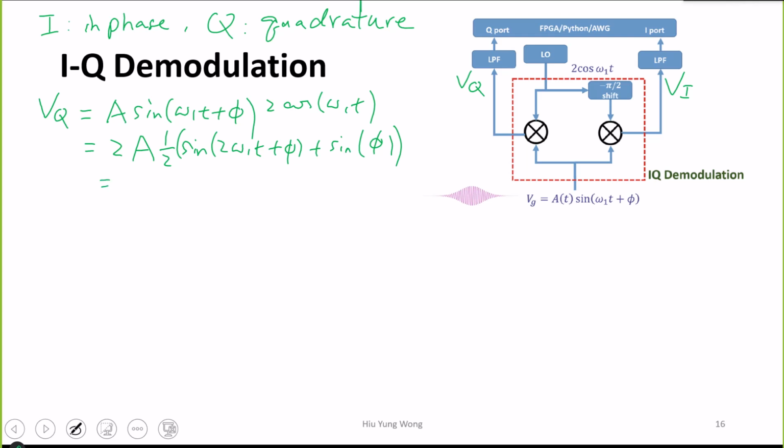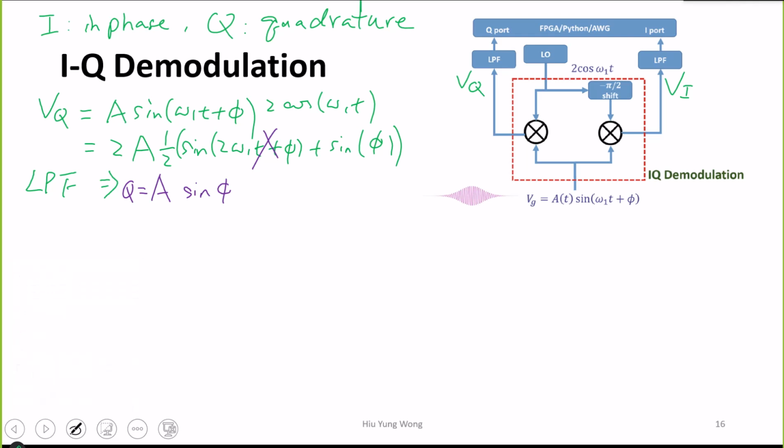And then I'm going to go through the low pass filter. Okay? Once I go through the low pass filter, this part will be gone. Then I get A sine phi, which is equal to Q. Is that okay? Now it's just math, right? But you clearly see that by using this circuit, I can extract the phase of this signal easily, with just a voltage.